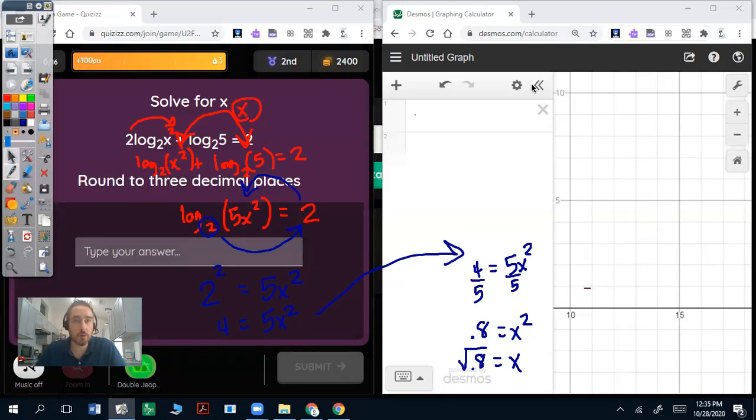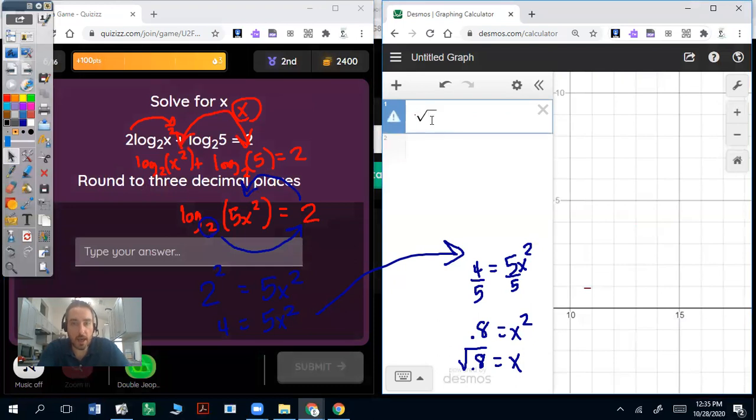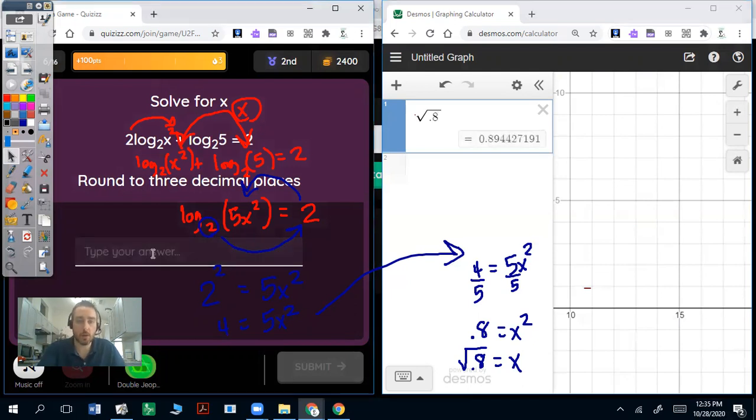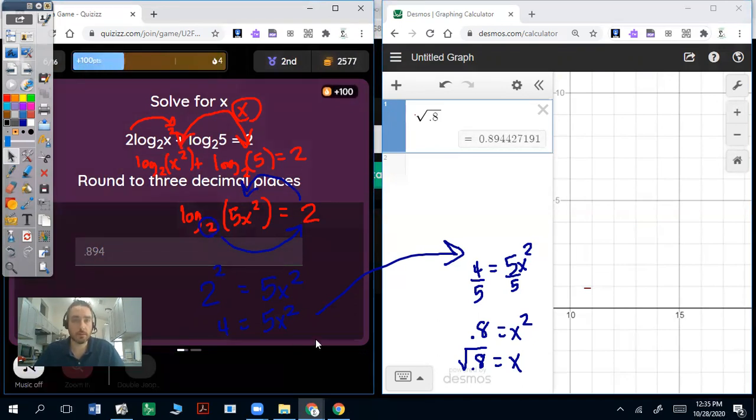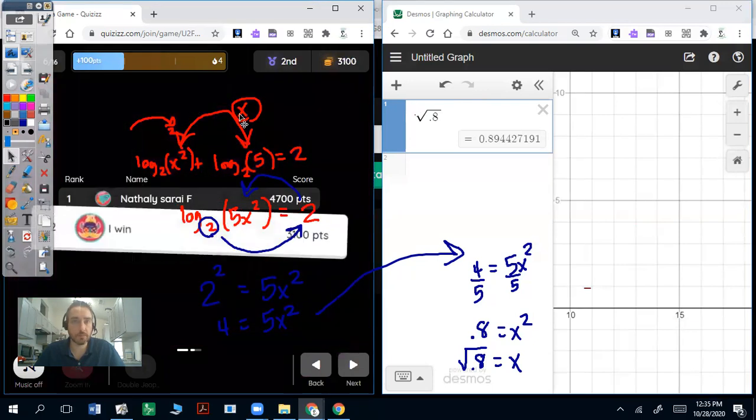That should give you the square root of 0.8, 0.894. So 0.894. Whew, got it right. Next question.